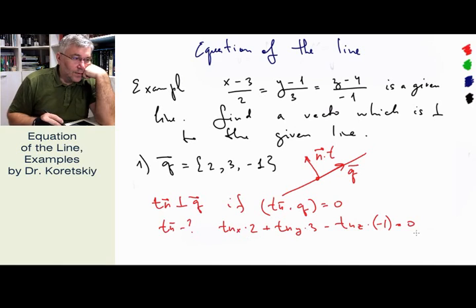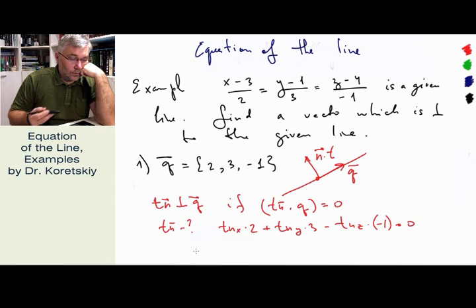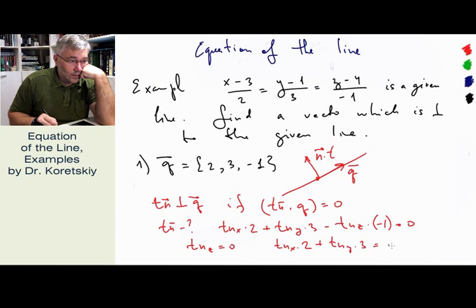How can I calculate these numbers? I have 3 unknown variables here and only 1 equation. So I can say that there is a family of the roots for these equations, and I have to find out the parametric view of the roots. So I can take nz like 0. It's my choice. So I have nx times 2 plus ny times 3 equals 0.